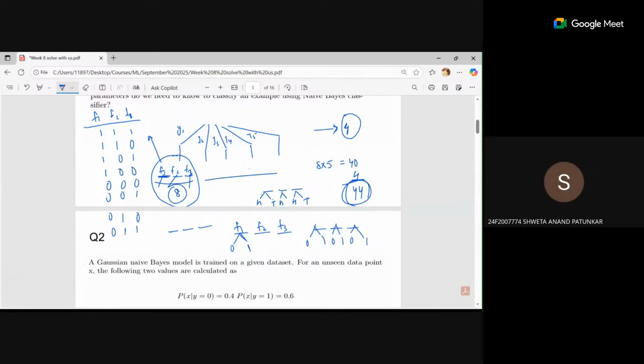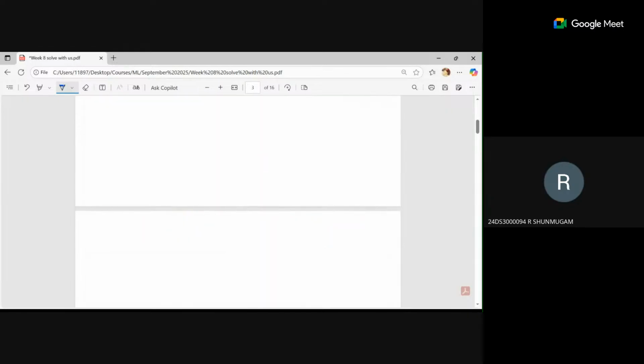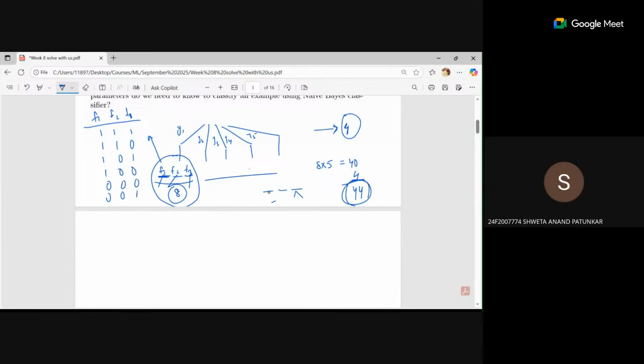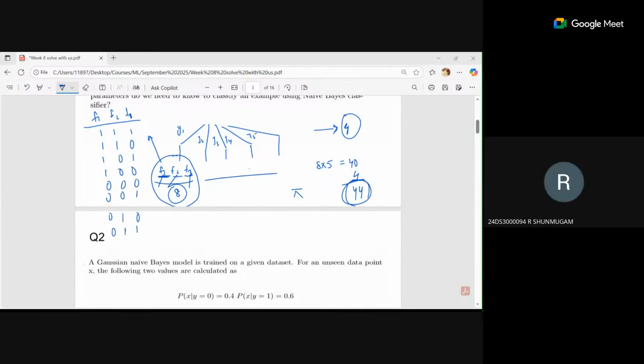No, it will be 6 parameters. Why six? Because we should not look for the combinations, right? Now I understood what you're saying, because it would go through dependent nature. Each feature can take only one value. So three classes, 3 into 3, we have to multiply 1 with 3. So it would come around 3.